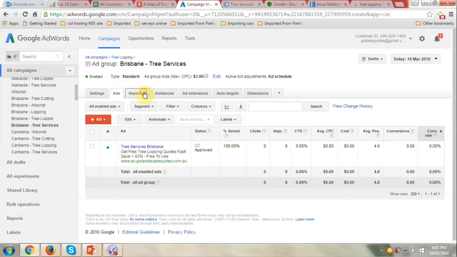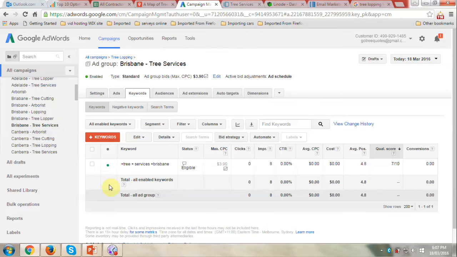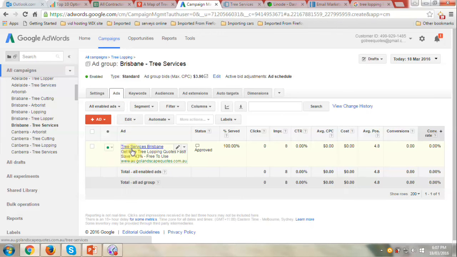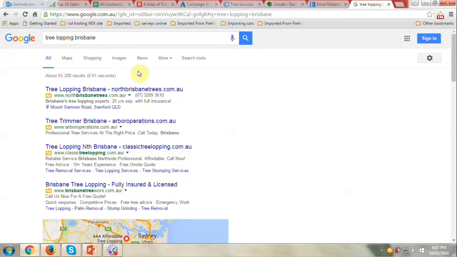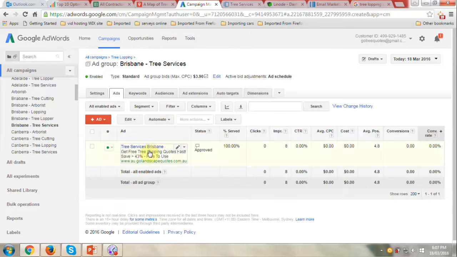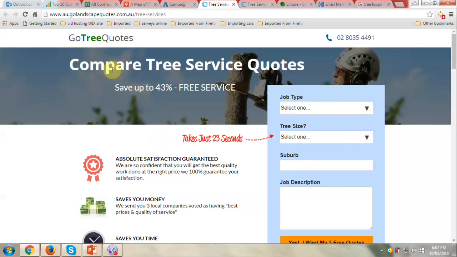Now I've got one keyword. I don't have 10. I don't have tree trimming, tree pruning in this specific one. The reason being, Google looks for how well you're matching everything up. Tree services Brisbane is my keyword. My ad says tree services Brisbane. When someone types that in, it pops up on Google. They're going to go to a page that says tree services. It doesn't say tree trimming or tree pruning or arborist.